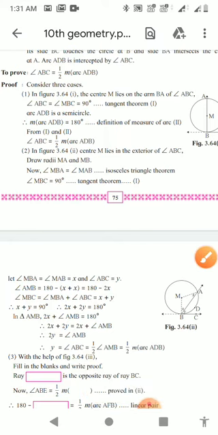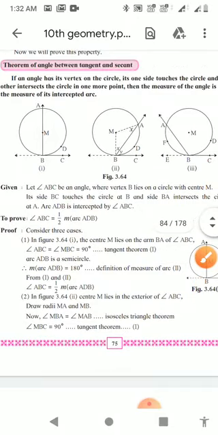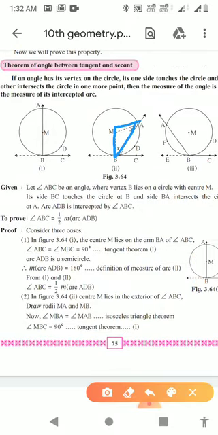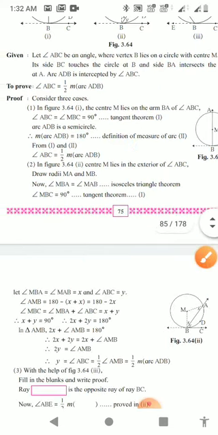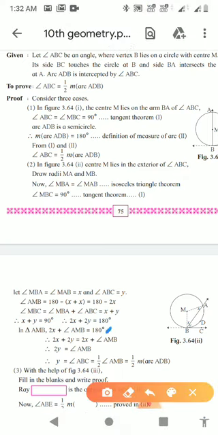Now I will consider this complete triangle AMB. In this triangle I can write 2x plus angle AMB equal to 180, because the addition of these three angles is 180. But I can write 180 as 2x plus 2y. So instead of 180 I am going to write 2x plus 2y, and 2x plus angle AMB as it is.